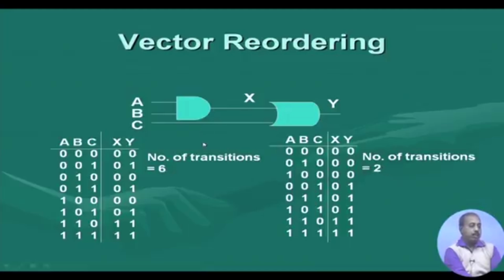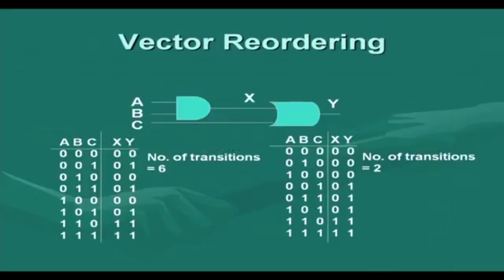So, if you measure the power consumed by this circuit when these patterns are applied in this order, it will be more than the order in which it is applied here. So, this is a small circuit, and you see that this reordering of the pattern set could reduce transitions by some value. If it is a large circuit with a large number of gates, the number of transitions getting reduced will be significantly more.